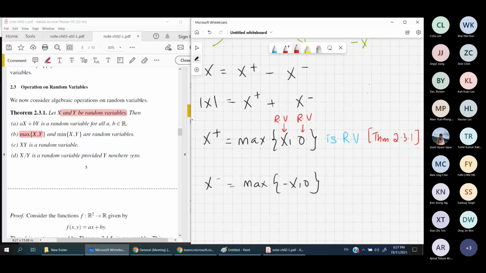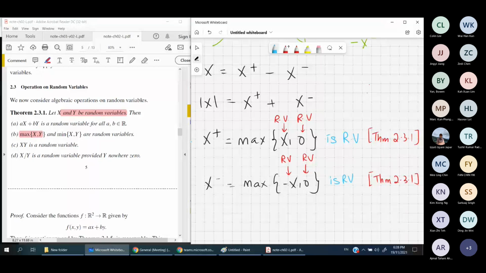X is a random variable, so that means we look at here, we're taking a to be -1, b to be 0, so minus X must be a random variable. So we know this is also a random variable, and 0 is a random variable. I think you agree with this, right? So then we can see this is also a random variable, by theorem 2.3.1.